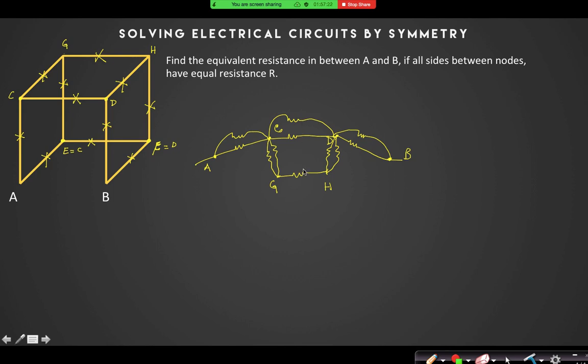This will be 2R, this will be 2R, this is R. So this will be R by 2, R by 2, R by 2 and R. R by 2 plus R by 2 is again R. And this will be R by 2 and 2R in parallel. What will be the equivalent resistance? R by 2 into 2R divided by 5R by 2, so that is 2R by 5. So 2R by 5 plus R. So the answer will be 7R by 5.